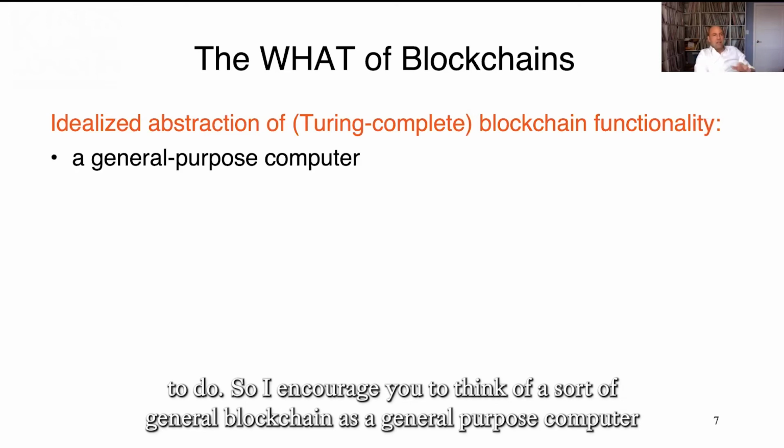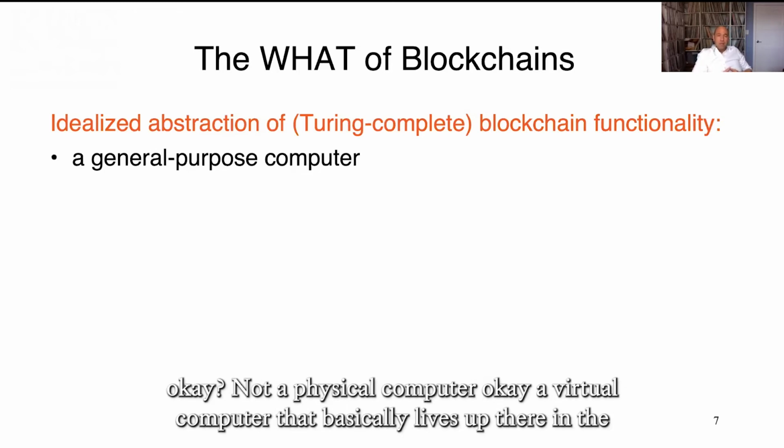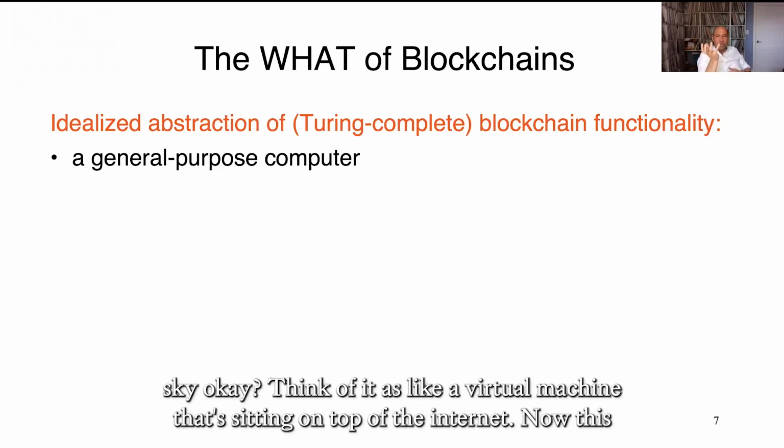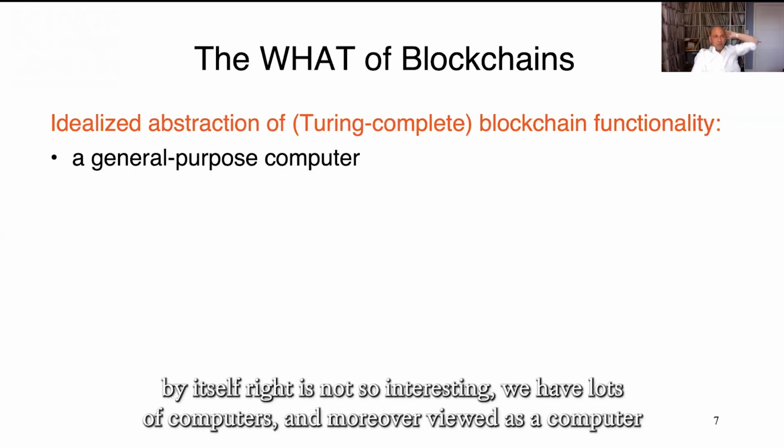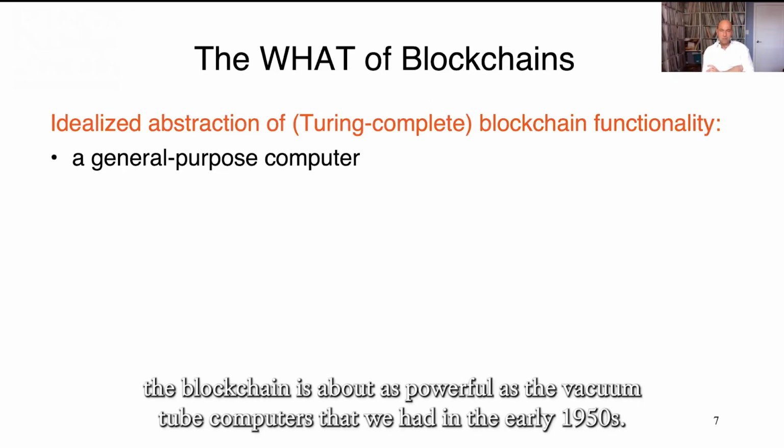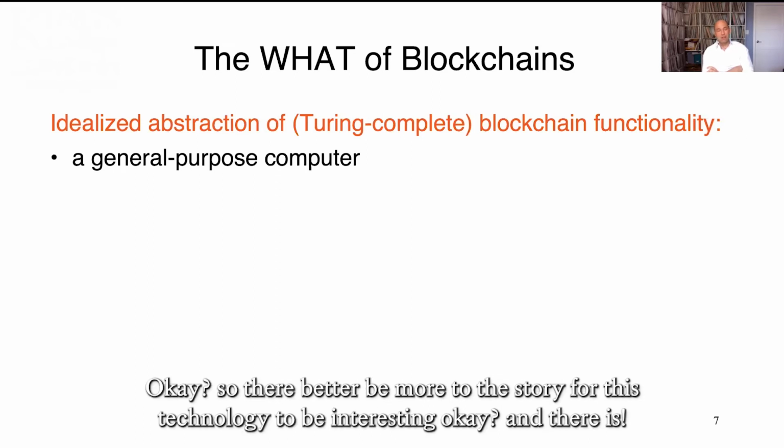So I encourage you to think of a general blockchain as a general purpose computer. Not a physical computer, but a virtual computer that basically lives up there in the sky. Think of it as a virtual machine that's sitting on top of the internet. Now this by itself is not so interesting. We have lots of computers, and moreover, viewed as a computer, a blockchain is about as powerful as the vacuum tube computers that we had in the early 1950s. So there better be more to the story for this technology to be interesting. And there is.